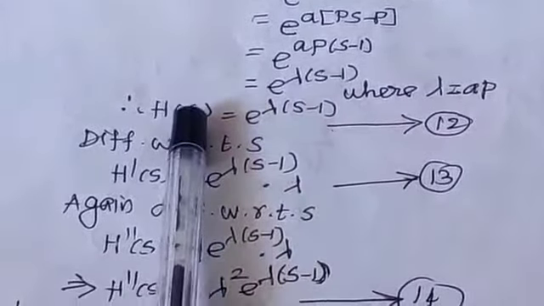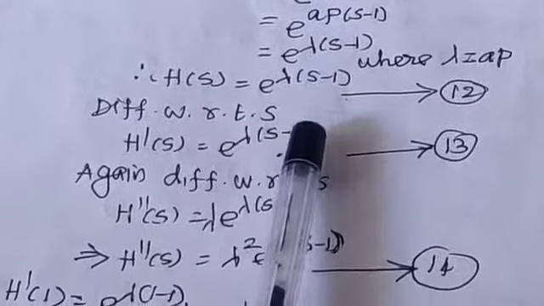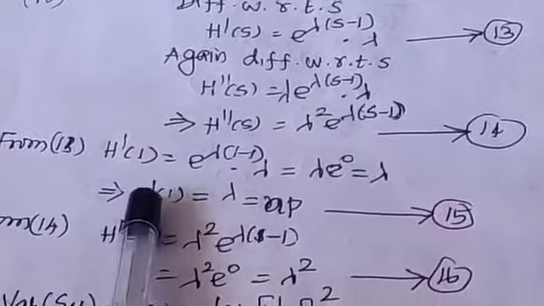Differentiating with respect to s, h dash of s equals lambda into e power lambda into s minus 1. In the power part lambda is a constant. H double dash of s equals lambda into e power lambda into s minus 1, into, again, the derivative of the power, which is lambda. Therefore h double dash of s equals lambda squared e power lambda into s minus 1. From equations 13 and 14 we find h dash of 1 and h double dash of 1. For h dash of 1 you substitute s equal to 1 in equation 13: e power 1 minus 1, that is e power 0, which is 1, so we get lambda. Therefore h dash of 1 equals lambda.